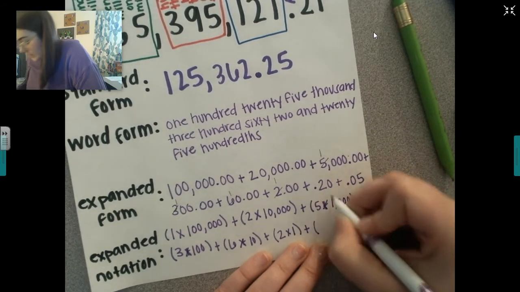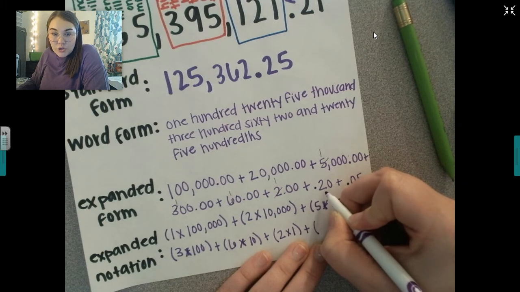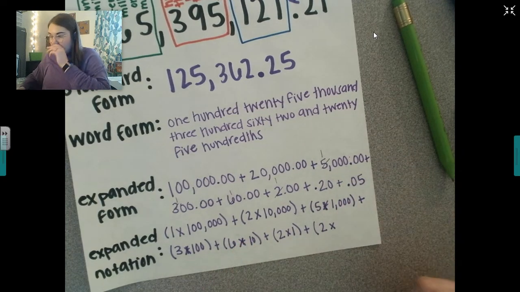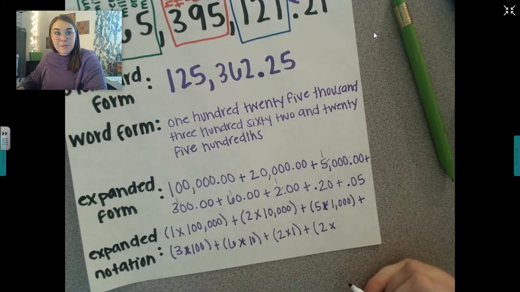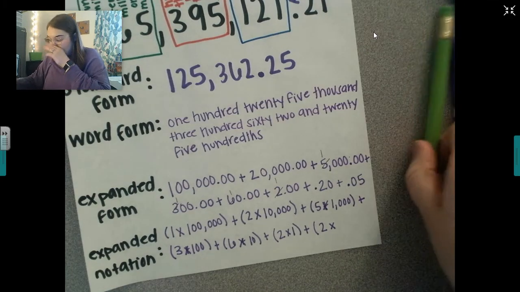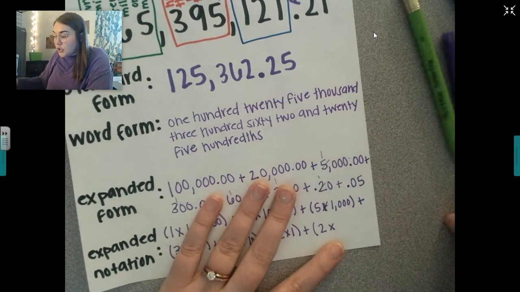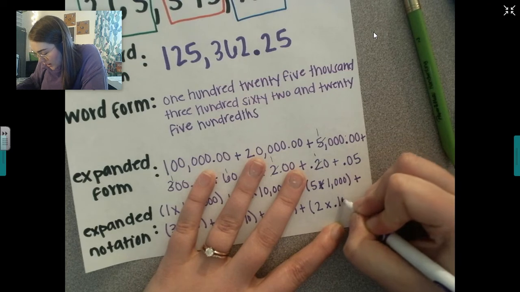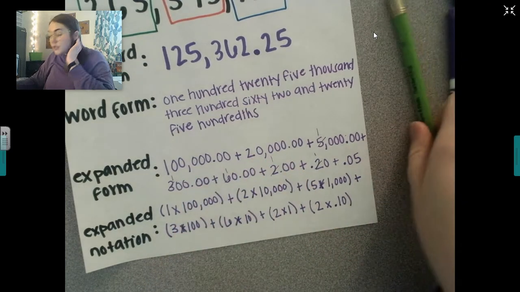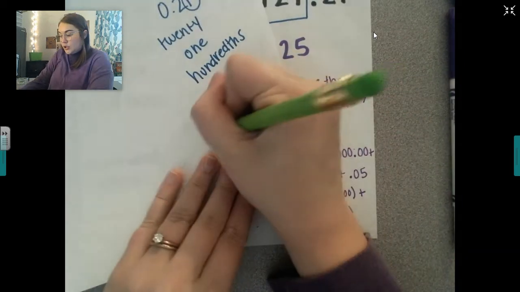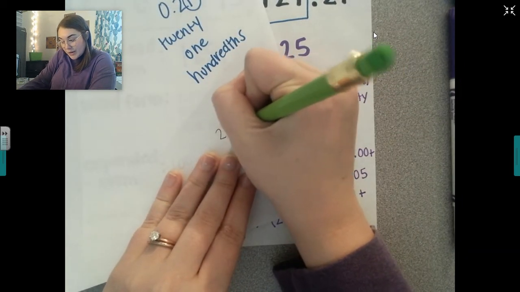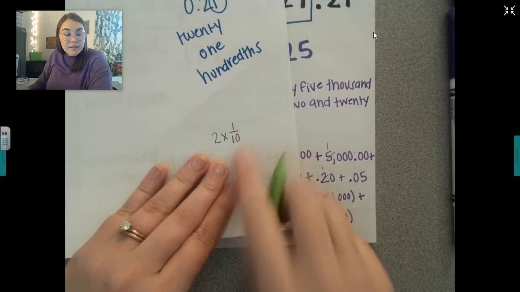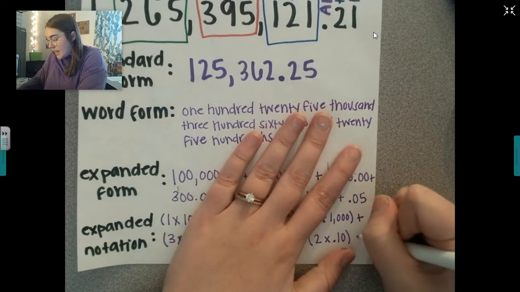Okay, here's where we get tricky. We've got to pull out that 2. You see there's a 2 there? And you're like, what am I going to multiply it by, Miss Simpson? Well, you're going to multiply it by whatever place that 2 is in. That 2 is in the tenths place. So you can multiply it by 1/10. You might also see that written as 2 times 1/10. It's the same thing, because that is 1/10 and that is 1/10. It's the same thing. And we're almost done.